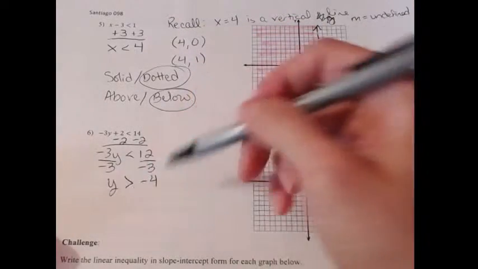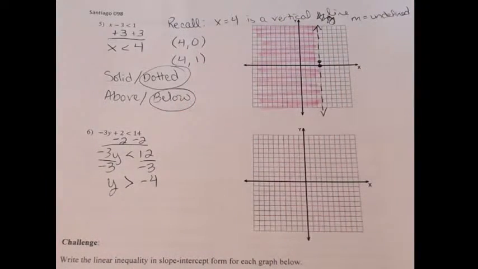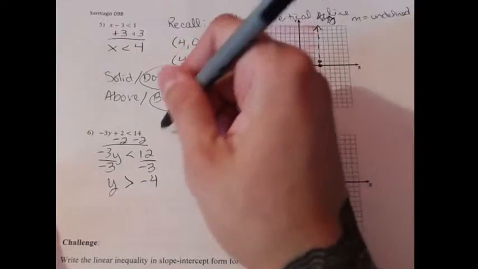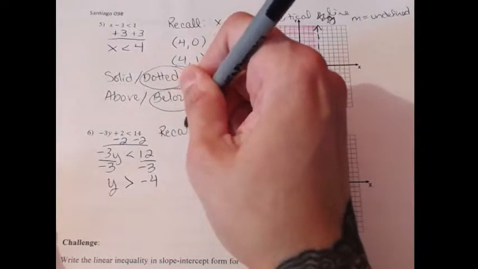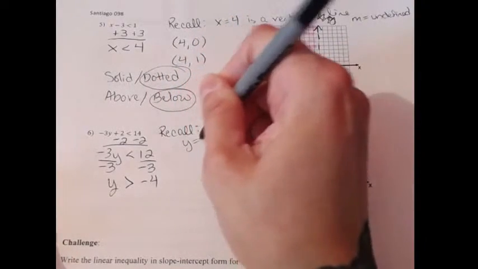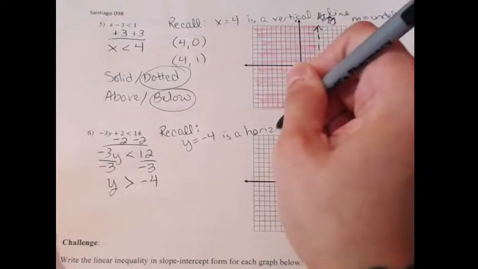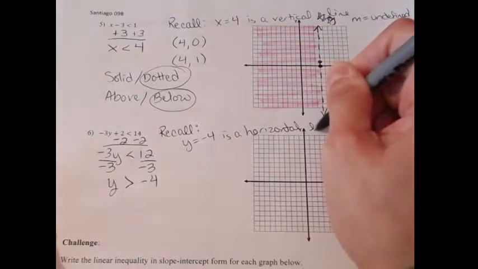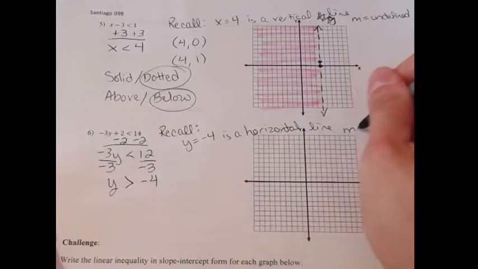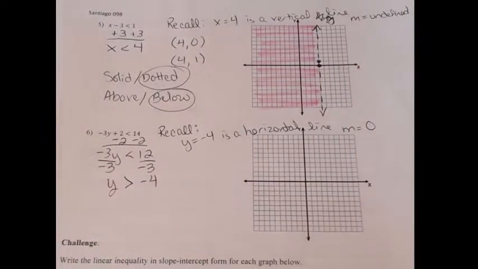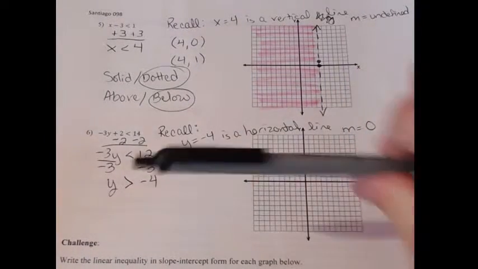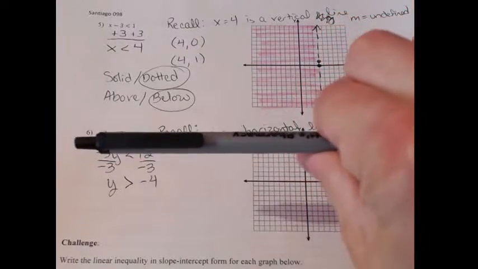So notice that when we had y equals a constant, we were referencing a horizontal line. So I'm going to do a quick recall here. y is equal to -4 is a horizontal line, right? And as a reminder, every horizontal line has a slope equal to 0, right? It's that horizontal line with a slope of 0.